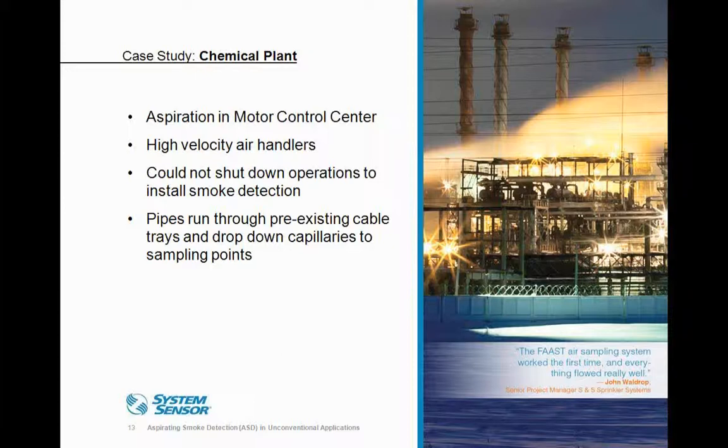Further complicating detection, there was high air velocity. Air handlers were kept in place to keep the room at a cool temperature, which made airflow very challenging for standard spot detectors. So again, because of its flexible network of pipes that could be run through existing cable trays that were already in place, the capillary points could be dropped from the main pipe to sampling areas. The technicians in this plant were able to install FAAST without interrupting the plant's production processes at all.